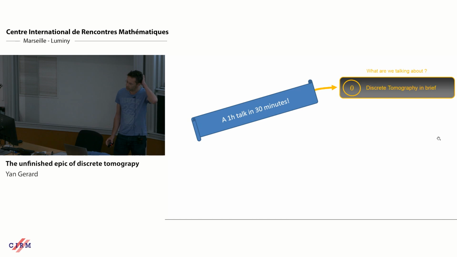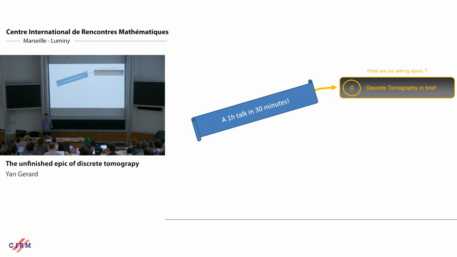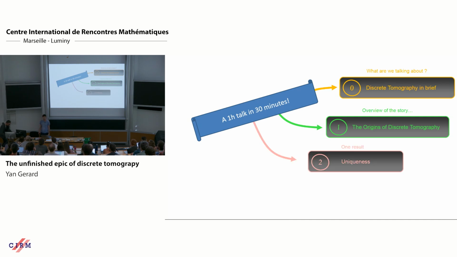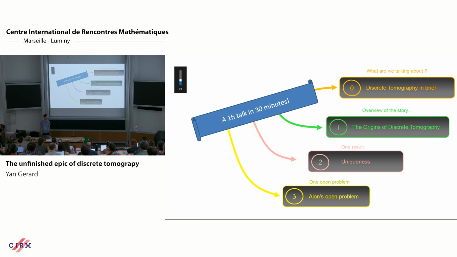Okay, then I will start with a brief overview about what discrete tomography is in a few words. Then I will give the idea of the talk, which is to give an overview of the story of this small field. Then, with the amount of time that I have, I will focus on one result, and I will end with one open problem from Nogales.